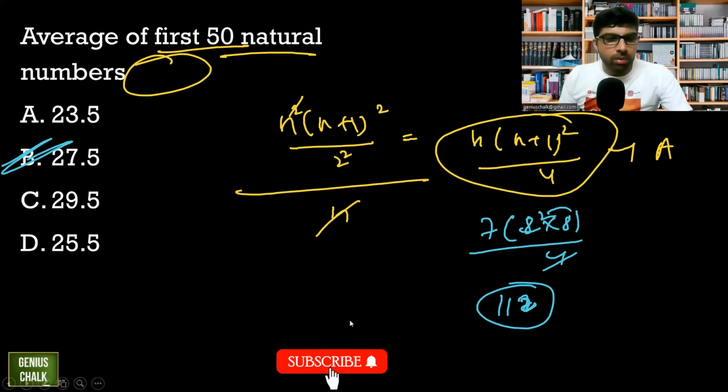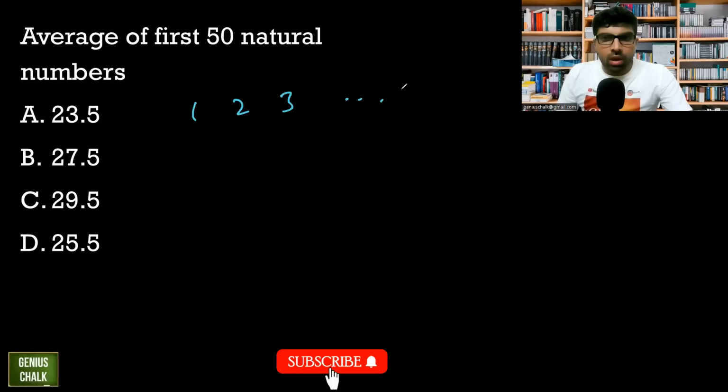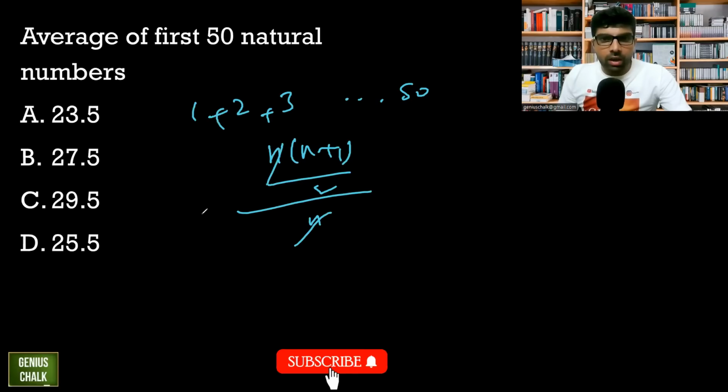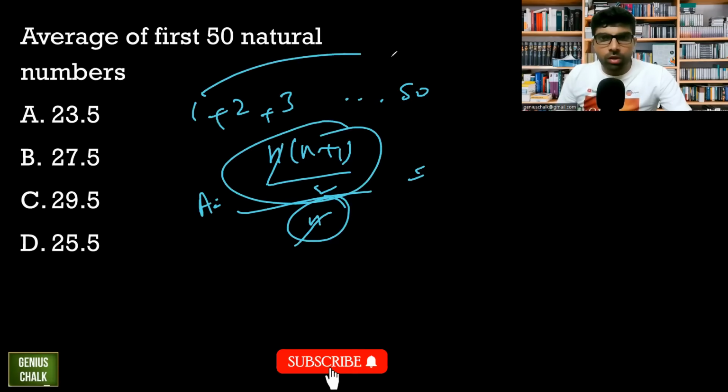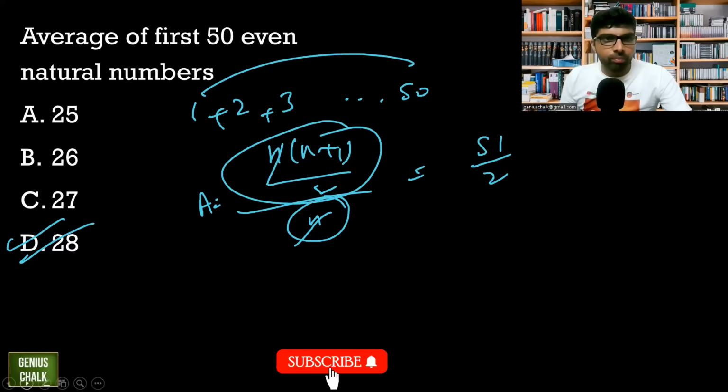First 50 natural numbers, we have done this. So 1, 2, 3 up to 50. The sum formula says n into n plus 1 by 2, summation of 1 to n. And dividing it by n, you will get the average, sum by number of things: n plus 1 by 2. So first plus last, 51 by 2, that is 25.5.